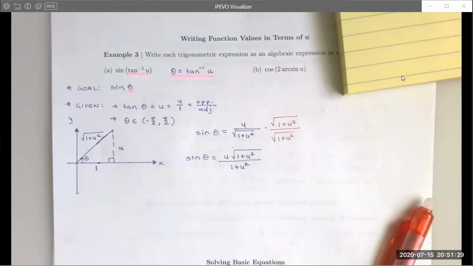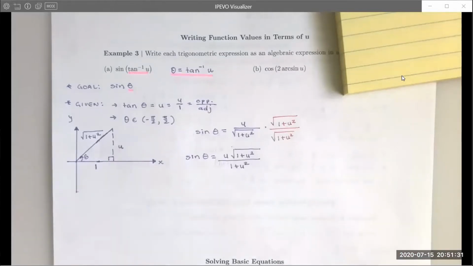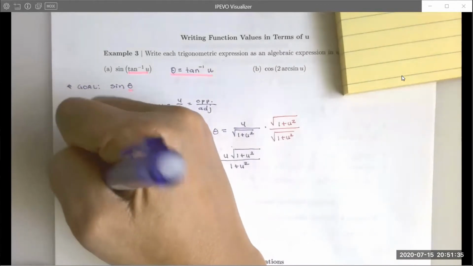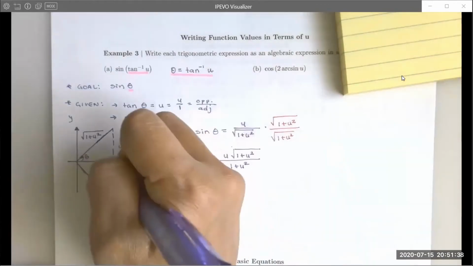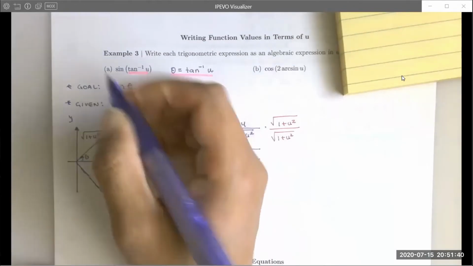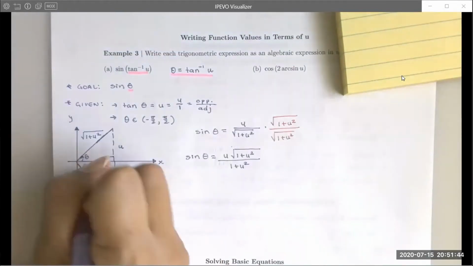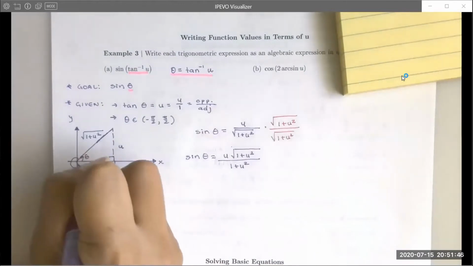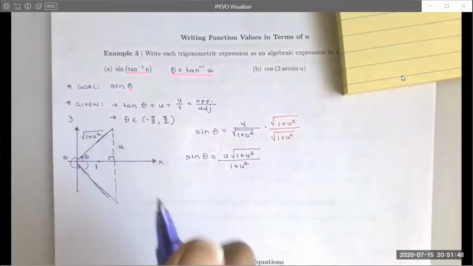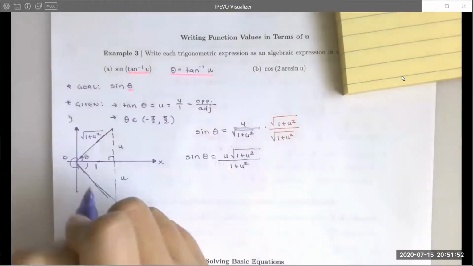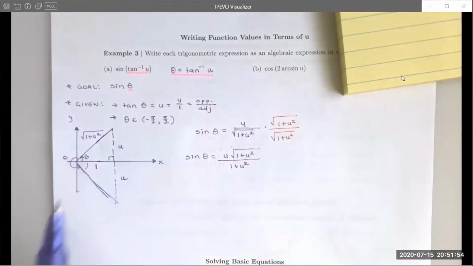Okay, so that's in the first quadrant. What happens in the second quadrant? Well, actually, in the second quadrant, we're going to get exactly the same thing. And what I want you to be careful about is the following. So we said tangent, if the angle is in quadrant number 4, this would be our reference angle instead. And tangent is opposite, which is u, over adjacent, which is still 1.